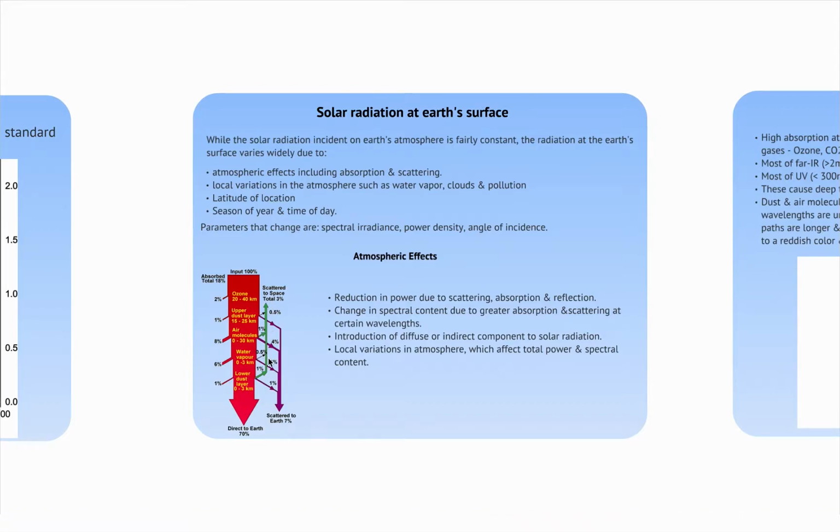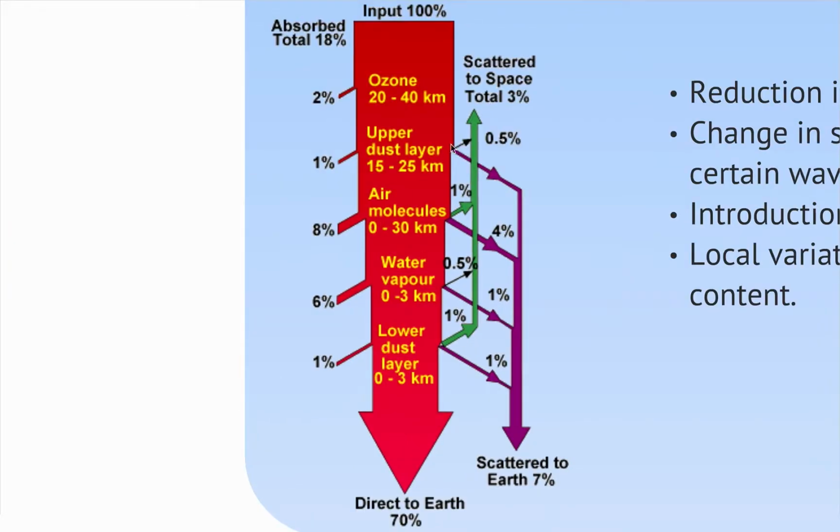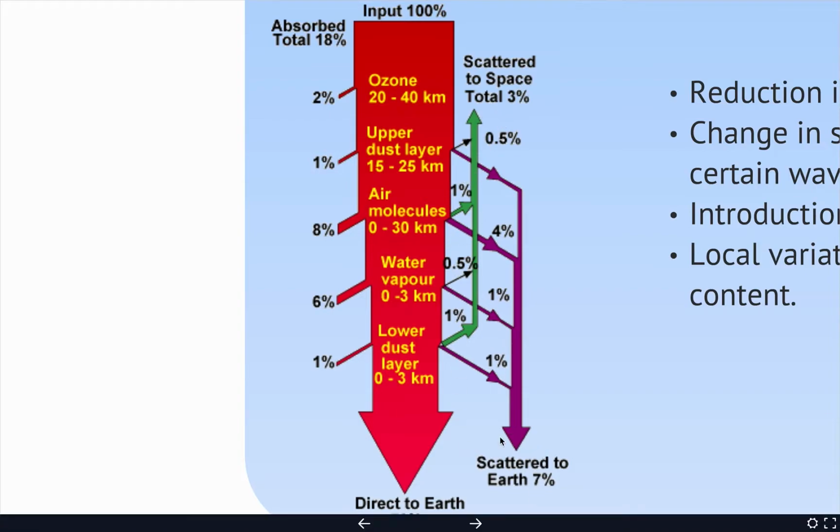Okay, and you also get losses due to scattering, so in total about 18% is absorbed. But 3% is scattered back into space at different layers, and about 7% is scattered to Earth. So this scattered to Earth is what's referred to as the diffuse part of sunlight, and the remaining part of sunlight is what's referred to as the direct part of sunlight. Okay, we'll come to that again.